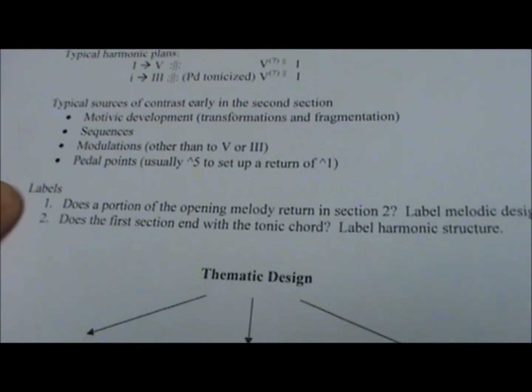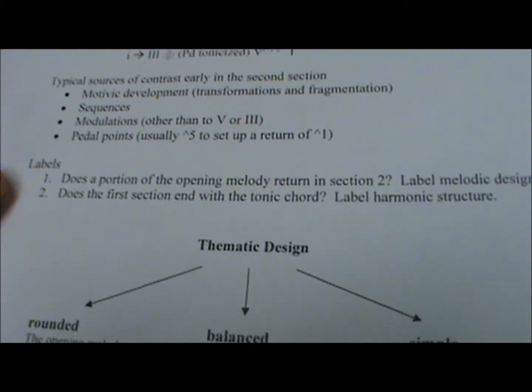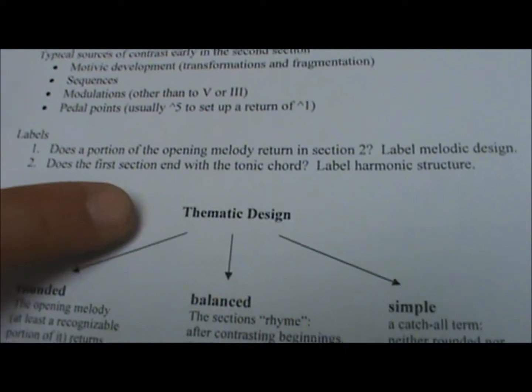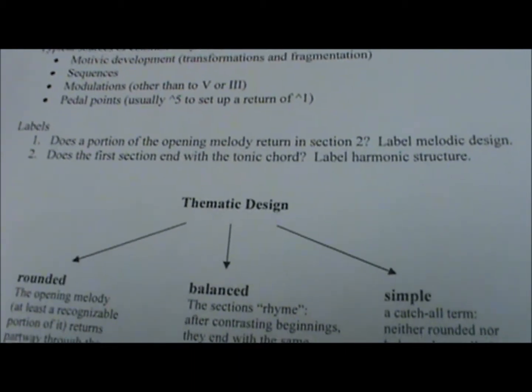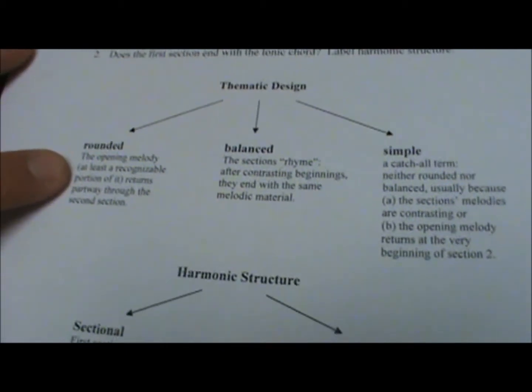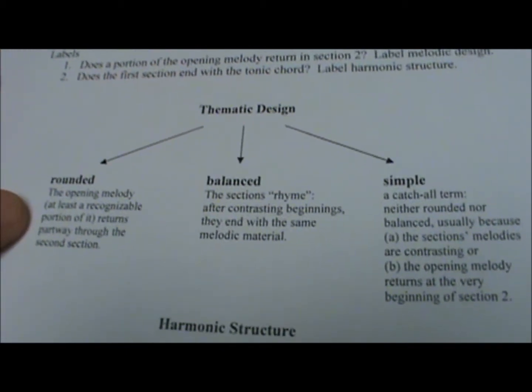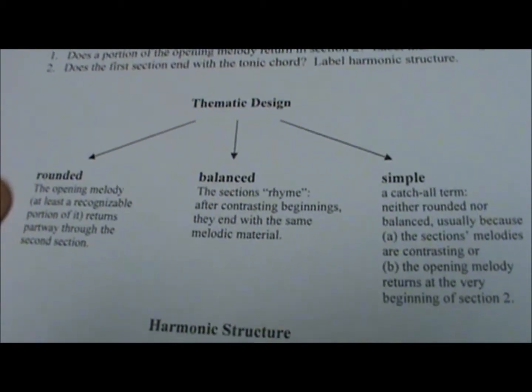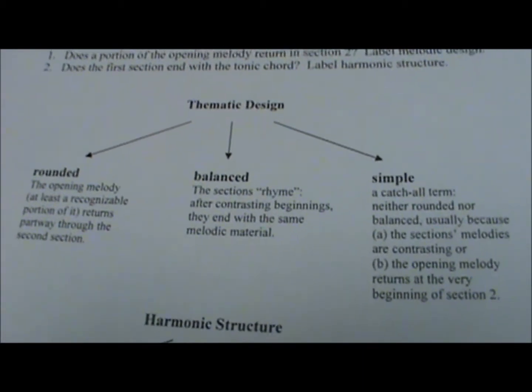Okay, so here I want to jump down to labels. There are two main parts to a label for binary form. One has to do with thematic design, the other has to do with the harmonic structure. Let's start with thematic design since that's top here. There are three labels to choose from. It's either rounded, balanced, or simple. You've probably heard those before.